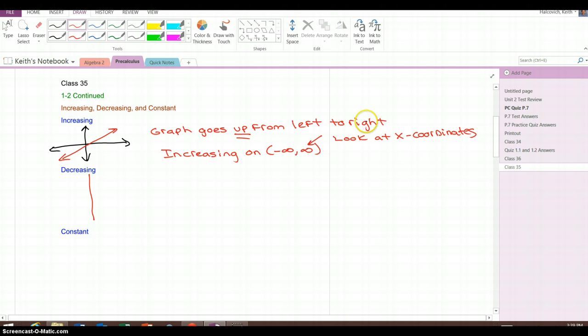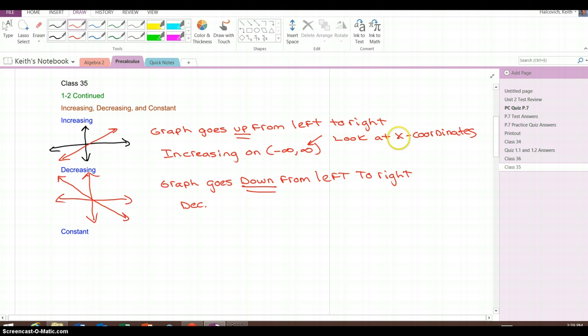Now, if you're talking about decreasing, you're talking about going down from left to right. So decreasing is down from left to right. And this one would be decreasing on the interval of negative infinity to positive infinity.